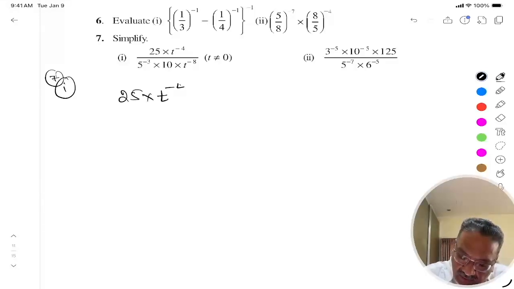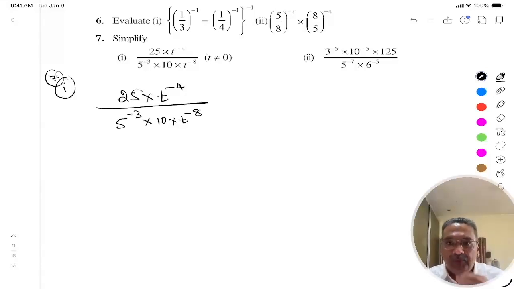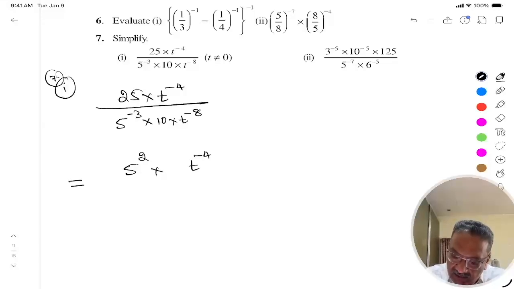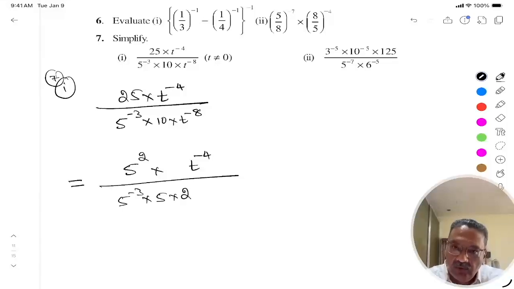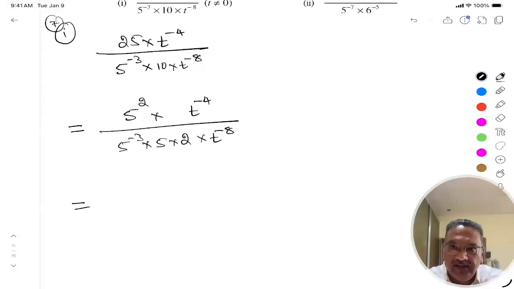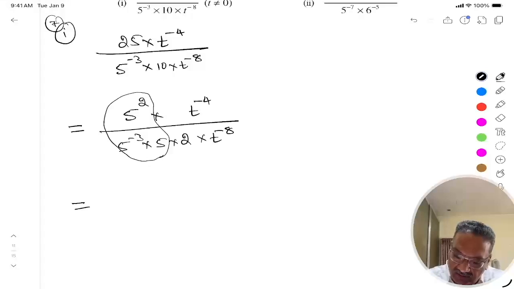25 into t to the power of minus 4 divided by 5 to the power of minus 3 into 10 into t to the power of minus 8. Here, all the numbers we will try to bring to the lowest simplest form. So what is 25? 25 can be written as 5 square into t to the power of minus 4, divided by 5 to the power of minus 3 into 10, which can be written as 5 into 2, into t to the power of minus 8. Next step, all the 5's I will group together.